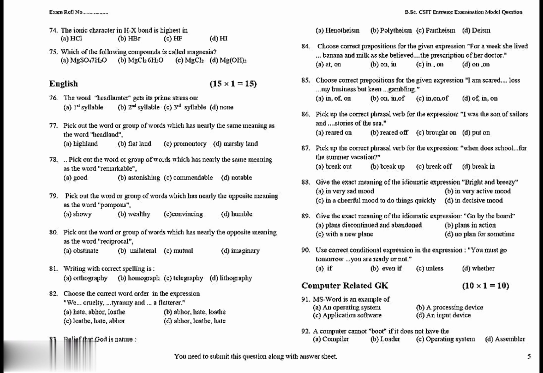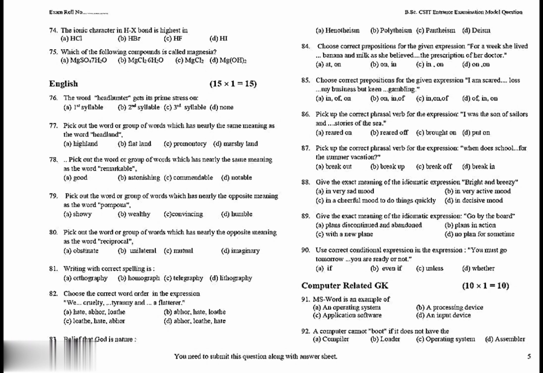86. Pick out the correct phrasal verb for the expression. I was the son of sailors and stories of the sea. A. Reared on, B. Reared up, C. Brought on, D. Put on. 87. Pick up the correct phrasal verb for the expression. When does school for the summer vacation? A. Break out, B. Break up, C. Break off, D. Break in.